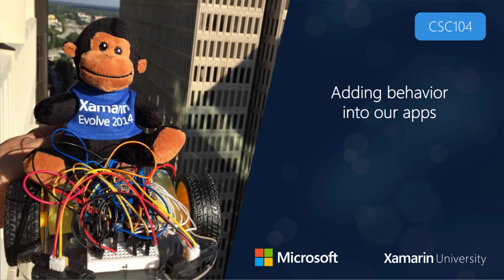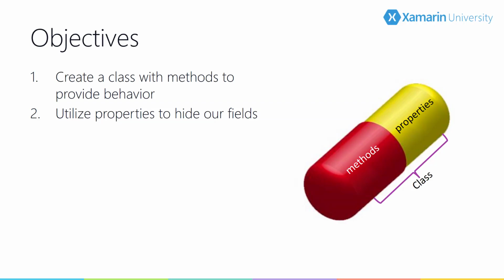Welcome to CSC104, adding behavior into our apps. So in the last video, we started talking about classes and we defined fields inside of classes. Now we're going to focus on adding behavior or methods to our classes. So we'll look at the syntax, how we create and call methods, and then towards the end of the class, we'll look at properties as a way to add behavior and hide our fields.